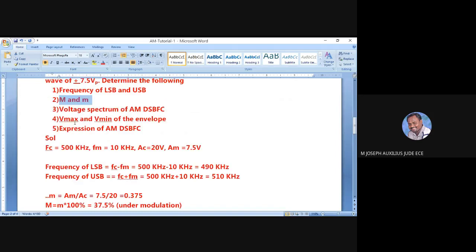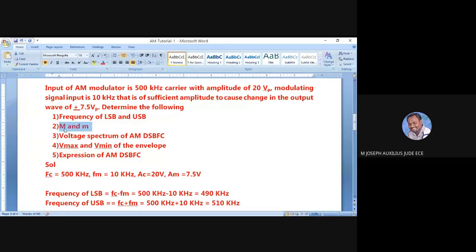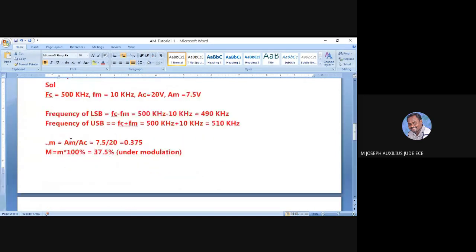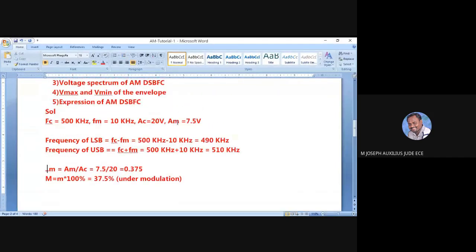In the second question, you are asked to find out the modulation index and percentage of modulation. The modulation index formula is m equal to Am by Ac. Am equals 7.5 volt, Ac equals 20 volt. So 7.5 divided by 20 is equal to 0.375. The modulation percentage is the modulation index times 100%, so it is 37.5%. So here the modulation is under modulation.